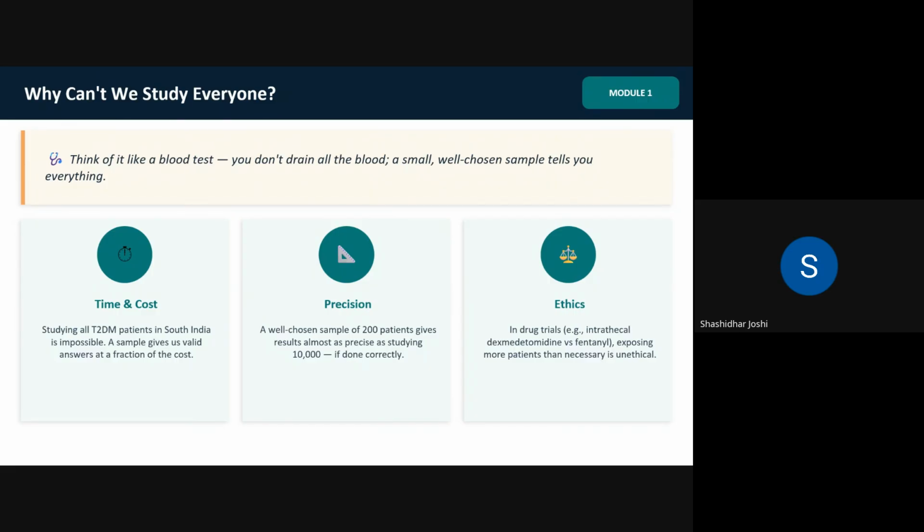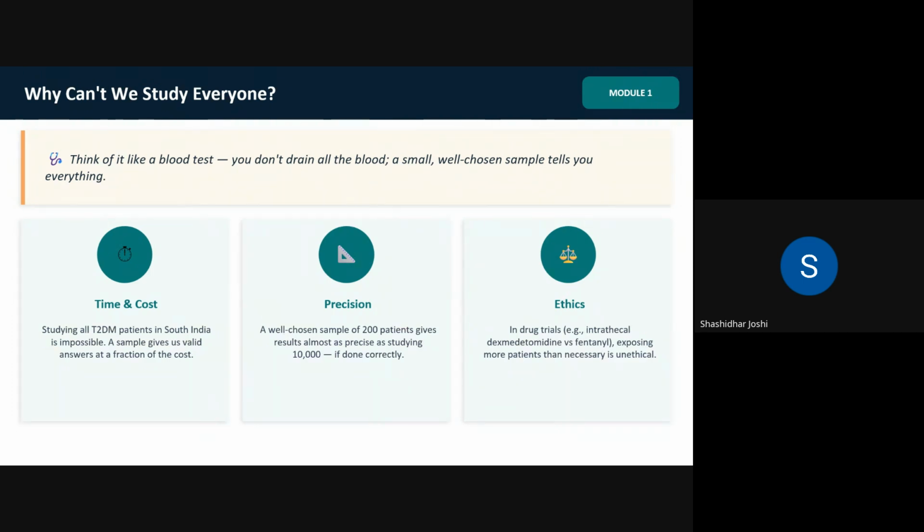One is in terms of time and cost. As I told you, I'm putting the research question as the context here. Studying all type 2 diabetes mellitus patients in South India is impossible because there are so many millions of patients, right? A sample will give us a valid answer at a fraction of the cost. So time and cost play a major role there.